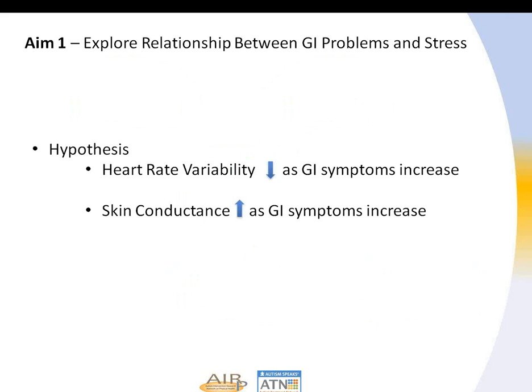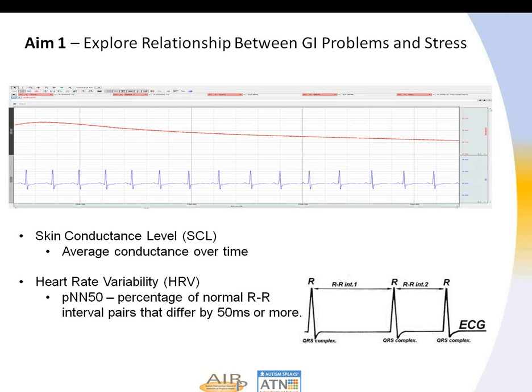So our hypothesis was that heart rate variability would decrease and symptoms would increase, because a higher heart rate variability is actually associated with greater parasympathetic activity, and as you rev up a sympathetic response, it becomes more rapid and more regular. Skin conductance response is a more sympathetic marker, and it increases as gastrointestinal symptoms increase. That would be our hypothesis.